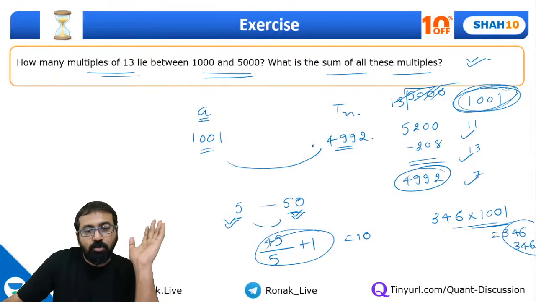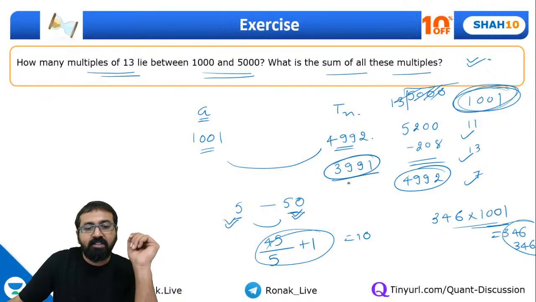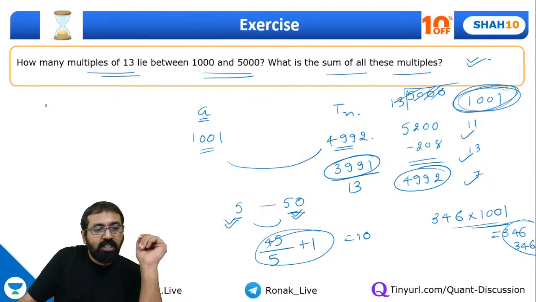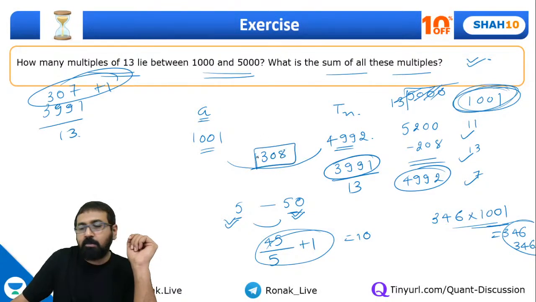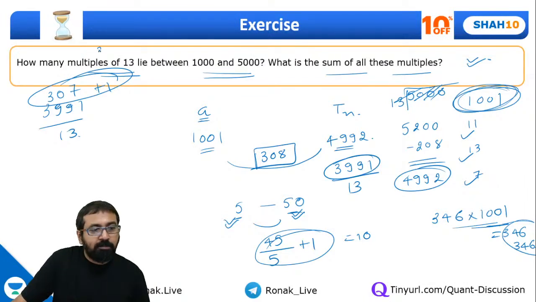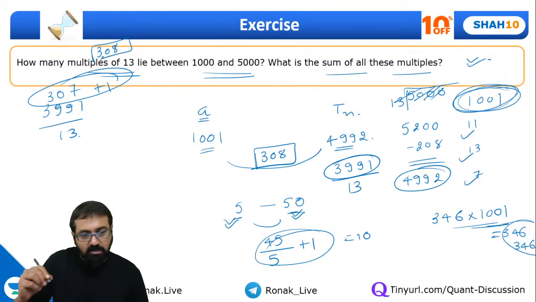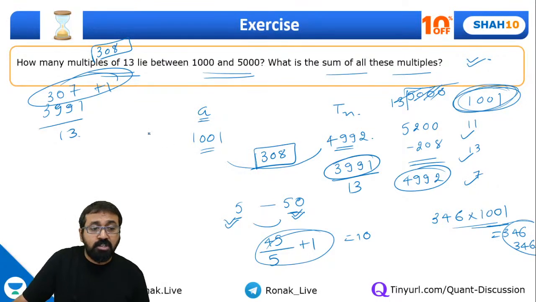So same way, 1001 to 4992. What is this difference? Can I say this difference is 3991? Divide this 3991 by 13. 13 threes are 39. Nothing is left, so 0. 13 sevens are 91, right? So this will come out to be 307. We need to add 1 to that. So total number of numbers will be 308. There are 308 multiples of 13. So how many multiples lie? I'll say 308 multiples. Now I want to find out the sum of these terms.